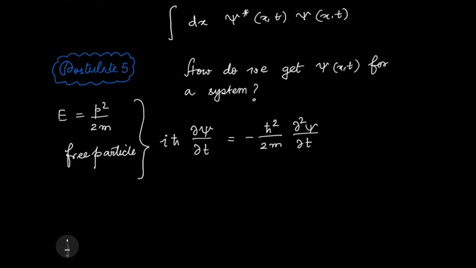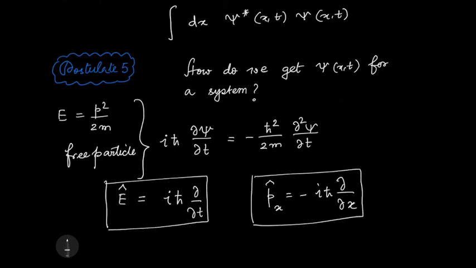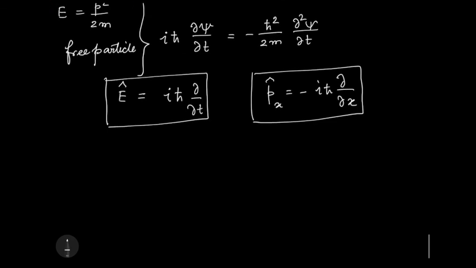Okay. If I investigate it a little more, now I know that i h cross del t was our energy operator. And remember, our momentum operator was minus i h cross del x. Okay, so this is what we discussed in the last class. So these were our energy and momentum operators.